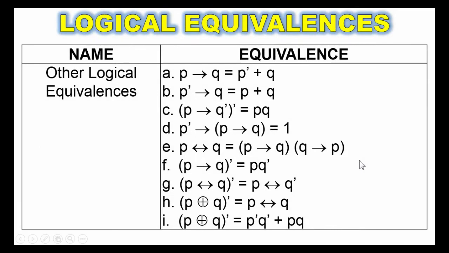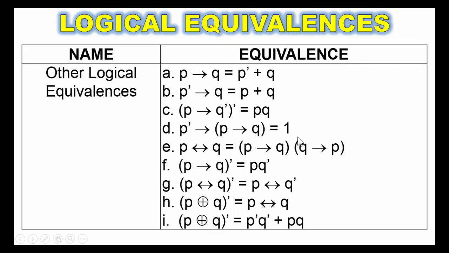Other logical equivalences. Letter A. If P then Q is equivalent to not of P or Q. Letter B. If not of P then Q is equivalent to P or Q. Letter C. Not of the quantity if P then not of Q is equal to P and Q. Letter D. If not of P then quantity if P then Q is equal to 1.